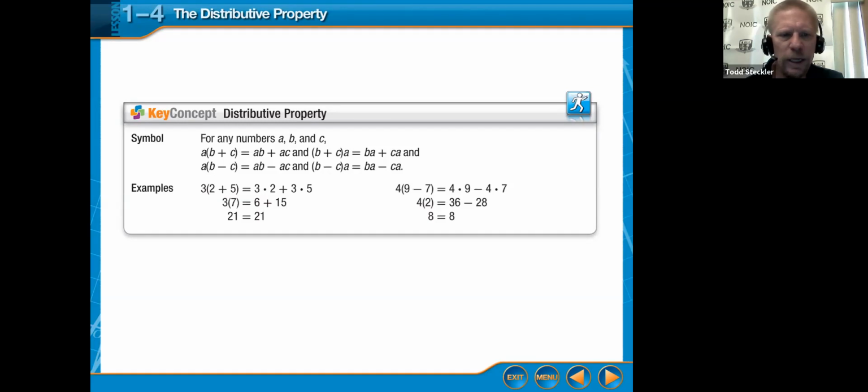And then right below it, notice that if the symbol in between the B and the C is a minus, the only thing that's different is in between our two products, AB and AC, is the minus.